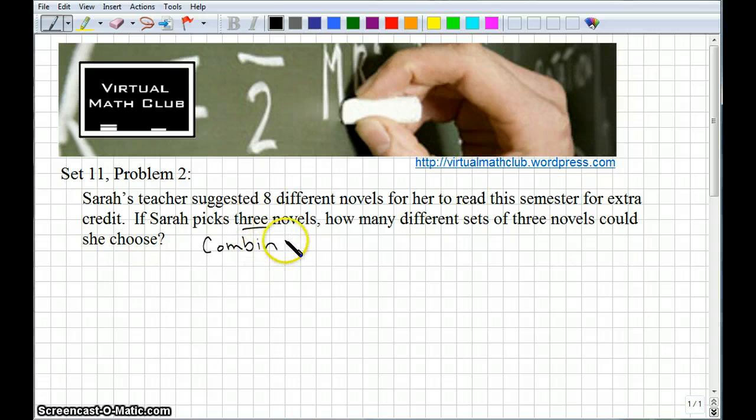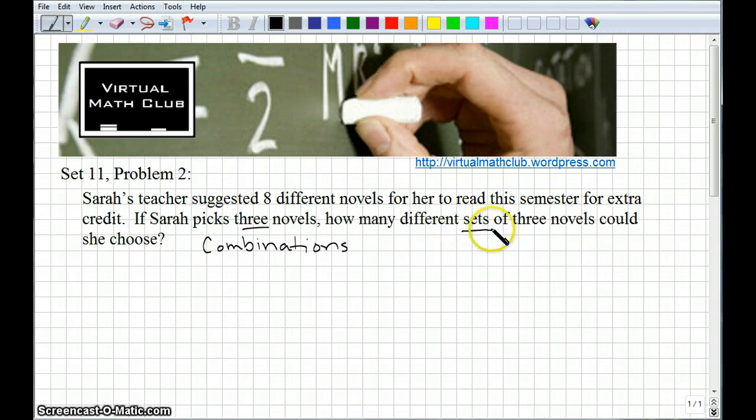Now, if you don't know combinations, you'll have to figure out a different way to do it. But if you know combinations, let me show you that first. So what we do is basically say, okay, we've got 8 things. We want to choose 3 of them. And the question then is, does order matter or not matter?